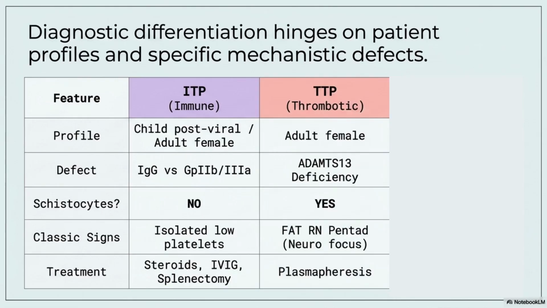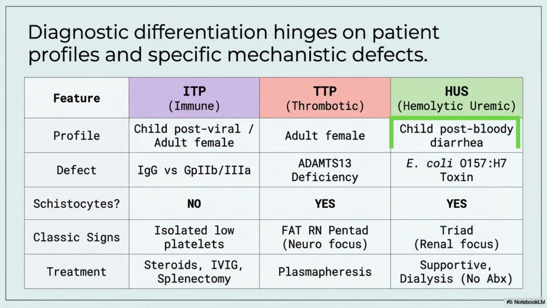For TTP, the profile is an adult female. The defect is an ADAMTS13 deficiency. Schistocytes are present. The classic signs are the FAT RN pentad with a neuro focus, and the treatment is plasmapheresis.